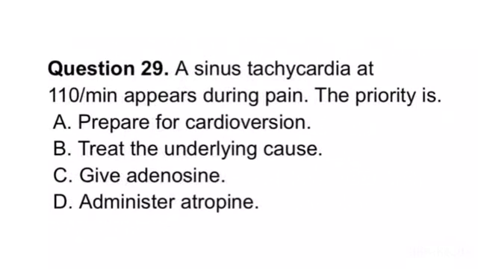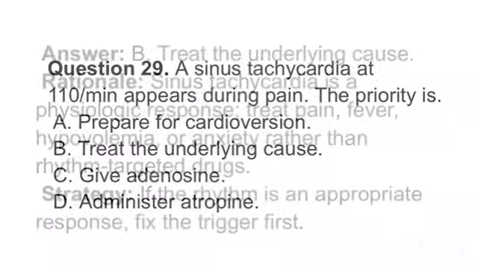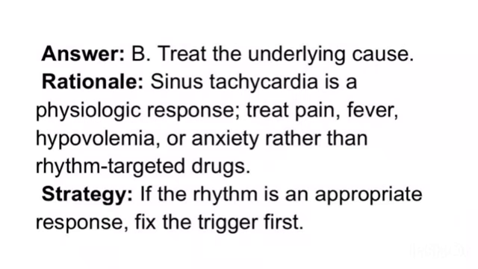Question 29. A sinus tachycardia at 110 per minute appears during pain. The priority is A. Prepare for cardioversion. B. Treat the underlying cause. C. Give adenosine. D. Administer atropine. Answer: B. Treat the underlying cause. Rationale: sinus tachycardia is a physiologic response. Treat pain, fever, hypovolemia, or anxiety rather than rhythm-targeted drugs. Strategy: if the rhythm is an appropriate response, fix the trigger first.